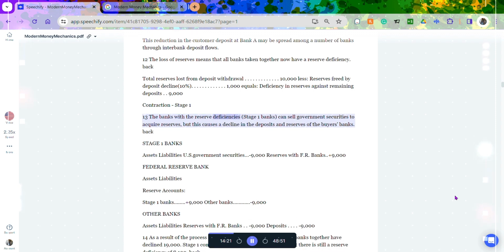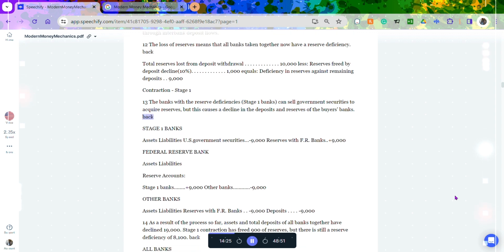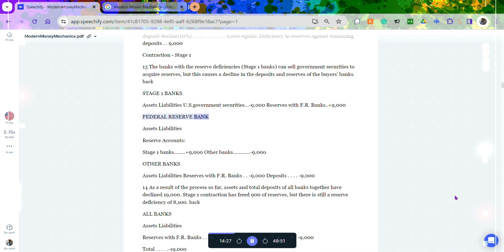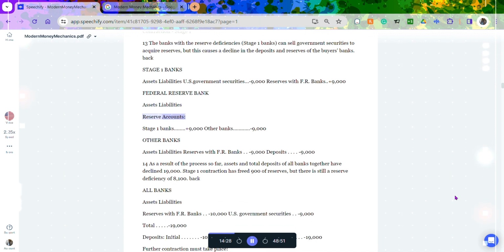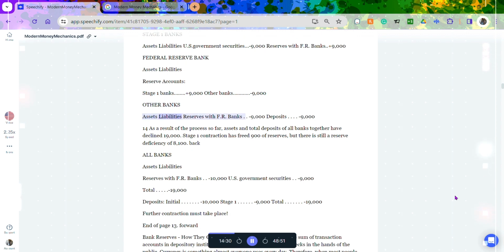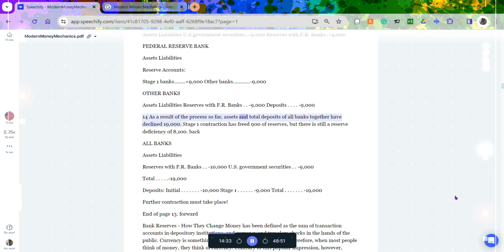13. The banks with the reserve deficiencies, stage 1 banks, can sell government securities to acquire reserves, but this causes a decline in the deposits and reserves of the buyer's banks. Stage 1 banks: assets, U.S. government securities, -9,000; reserves with FR banks, +9,000. Federal Reserve Bank: reserve accounts, stage 1 banks, +9,000; other banks, -9,000. Other banks: assets, reserves with FR banks, -9,000; liabilities, deposits, -9,000.